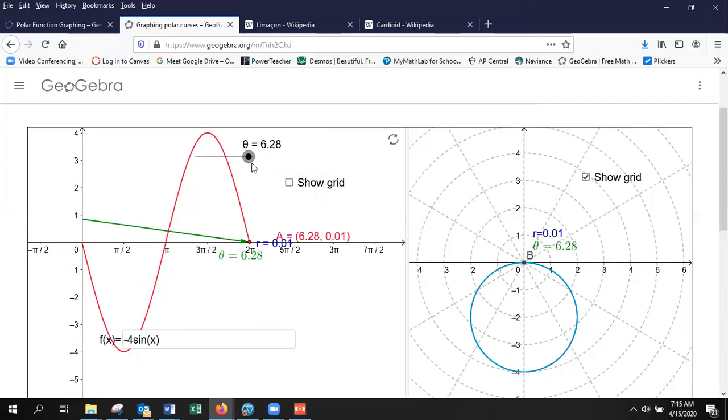So this is a circle. And the circle is not on the polar axis, not on the y-axis. This is on the theta equals pi over 2 axis. And the reason why it's theta equals pi over 2, and I'm going to highlight this, is because of this sine.